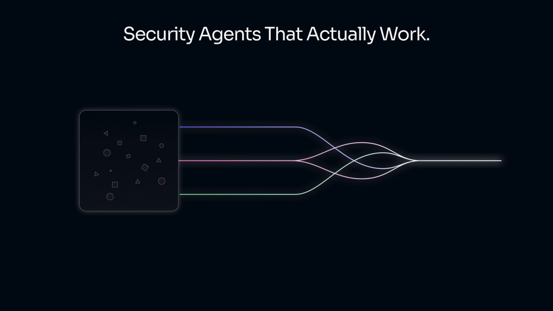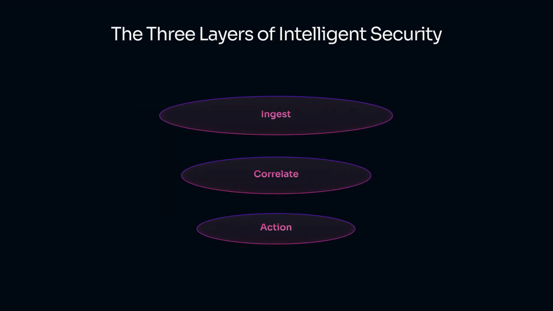Hello. Today I want to talk about how we've built legit security agents that actually work. And I want to walk through a real live example of how JIT's three layers work together: the ingestion, correlation, and action layer, and why this architecture is required to build a product security agent that actually works. And everything I'll show maps back to these three layers.